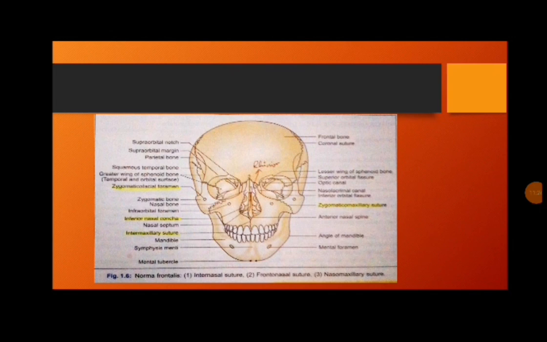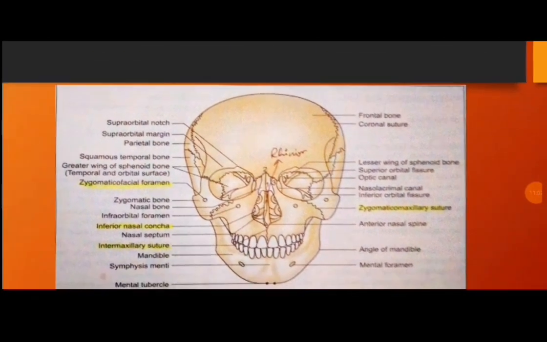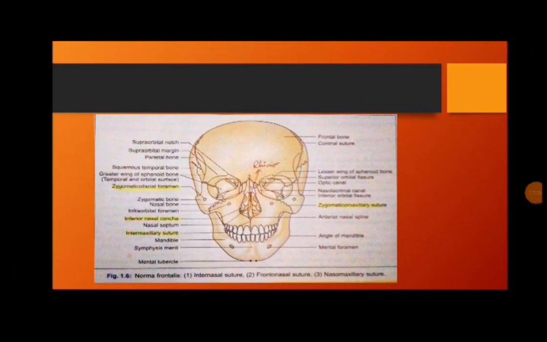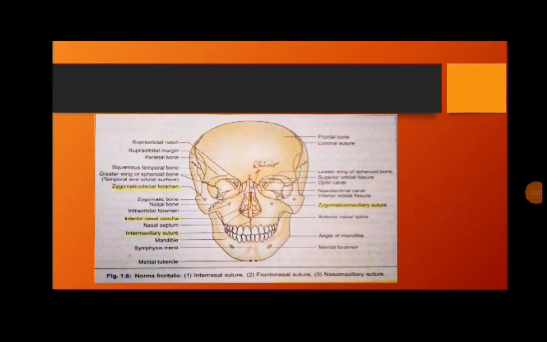Then here in this picture you can make out, I have marked some important points: zygomaticofacial foramen, inferior nasal concha, intermaxillary suture, zygomatico-maxillary suture. So these are all important. I have also written here Renion. It was a question somewhere, so I had written that. Then mental tubercle, you can see here, it is actually inside, can't see it from this view.